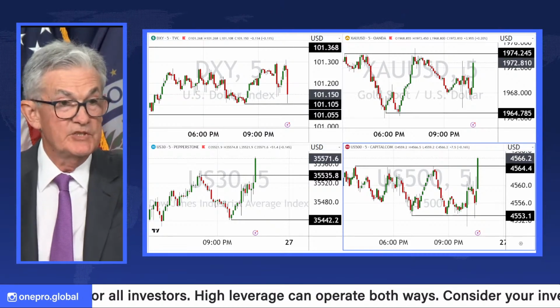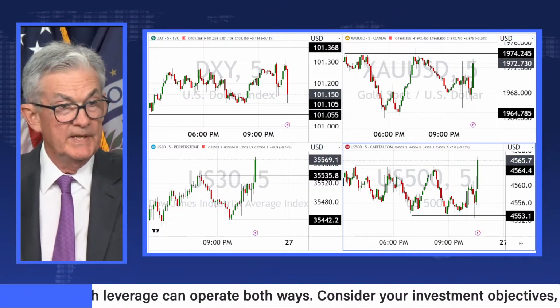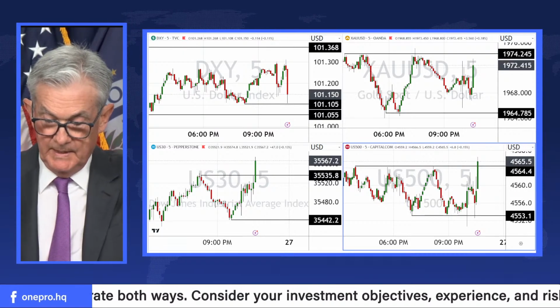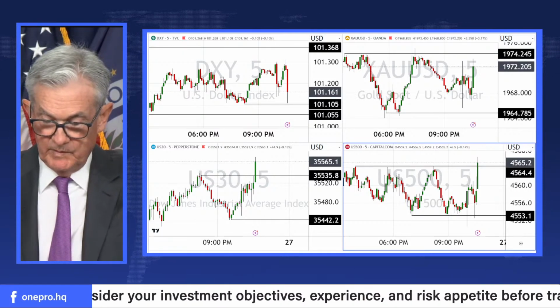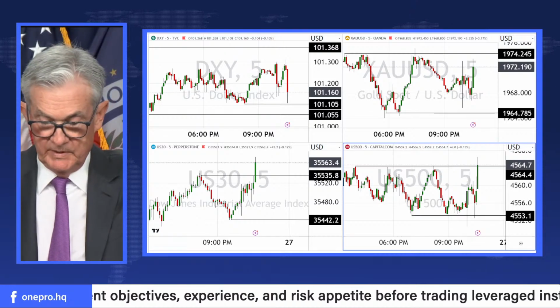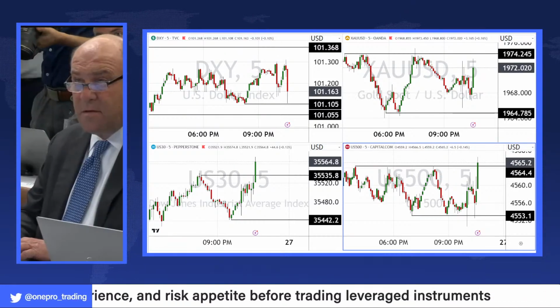So we haven't made any decisions about any future meetings, including the pace at which we'd consider hiking. But we're going to be assessing the need for further tightening that may be appropriate. You read the language, to return inflation to 2% over time.